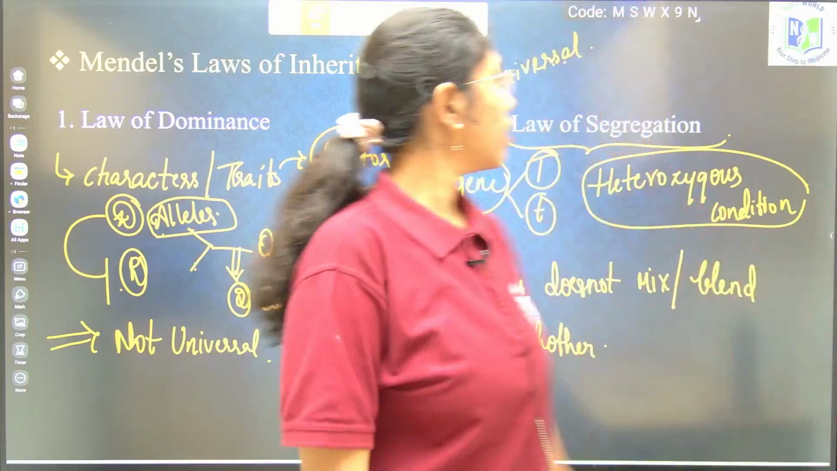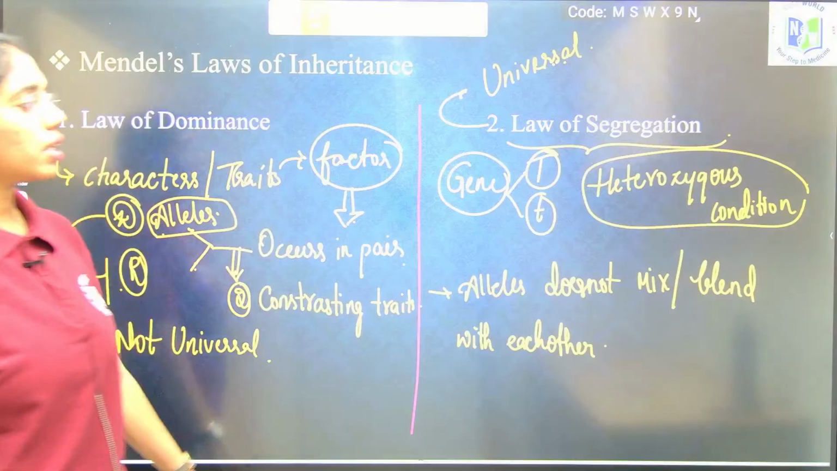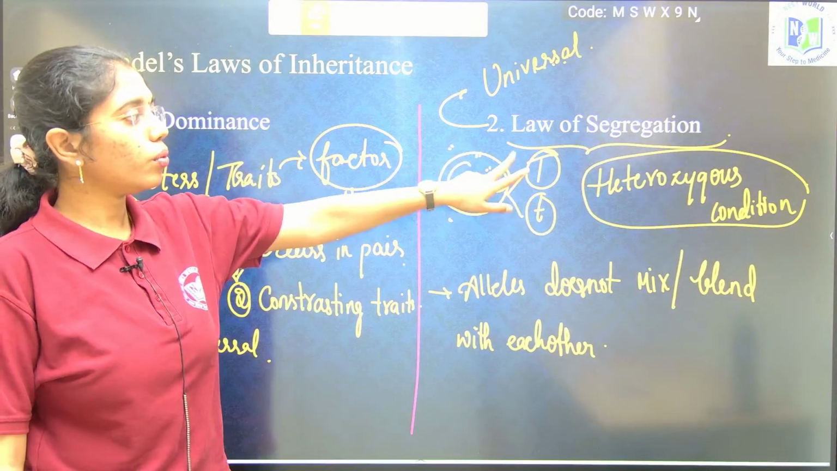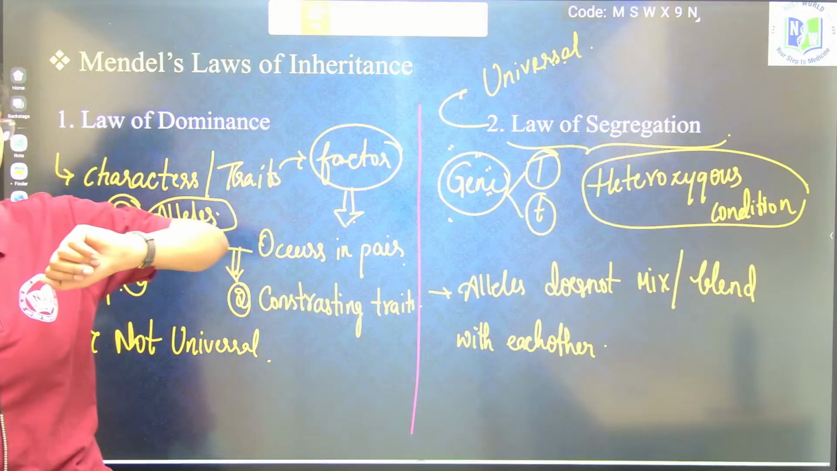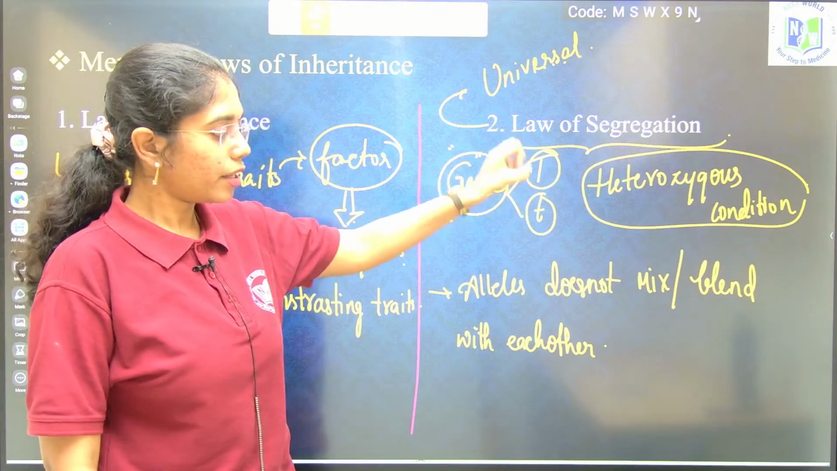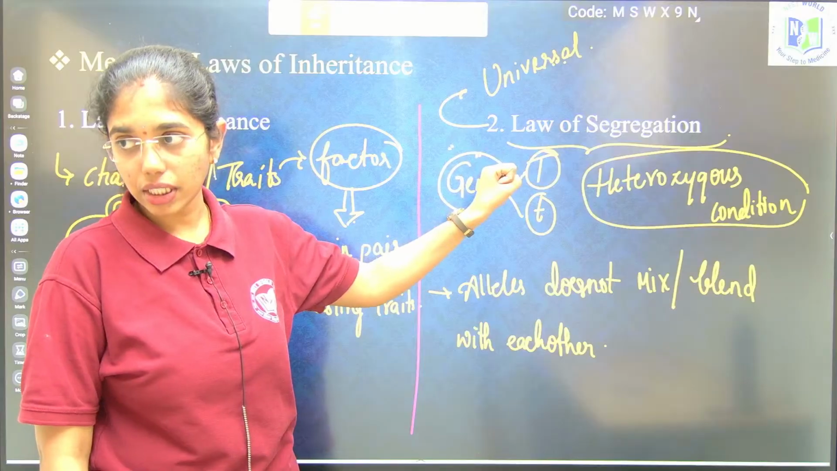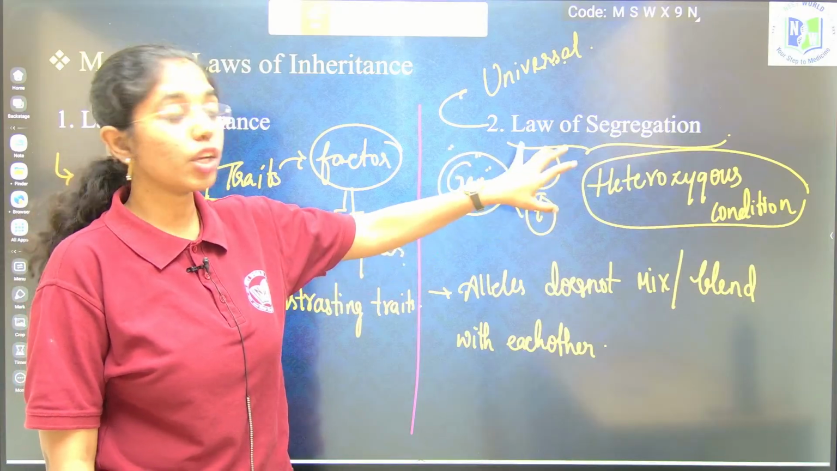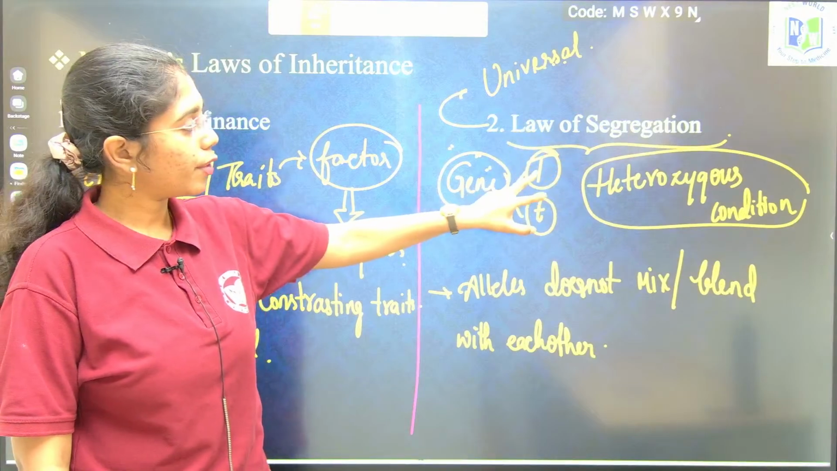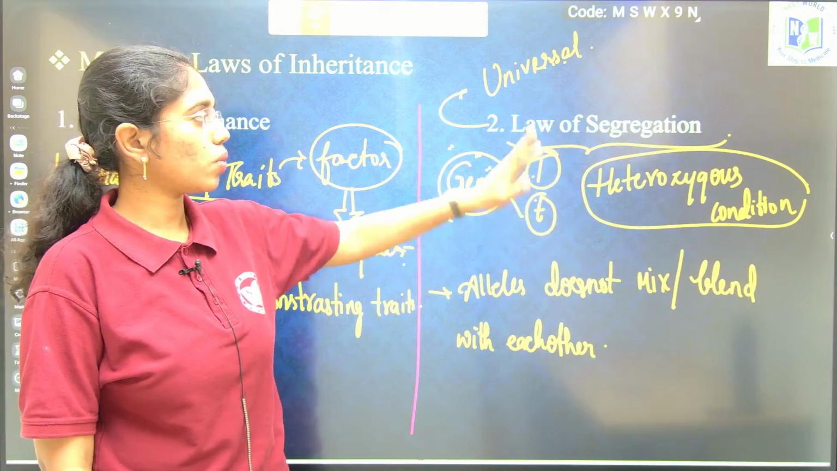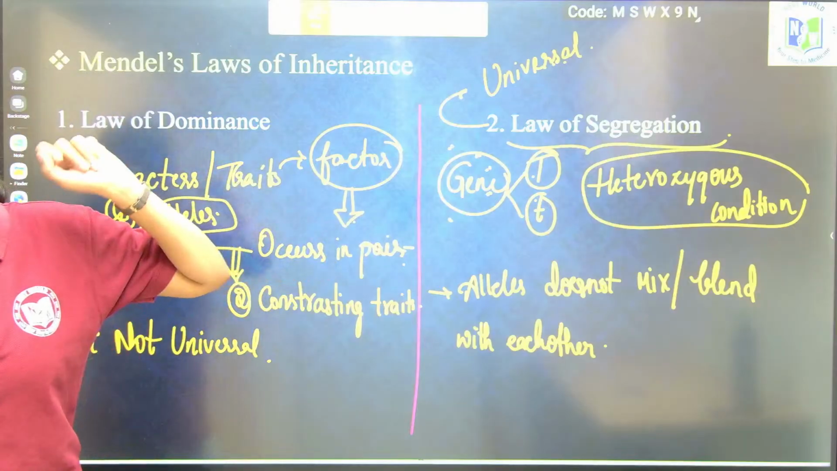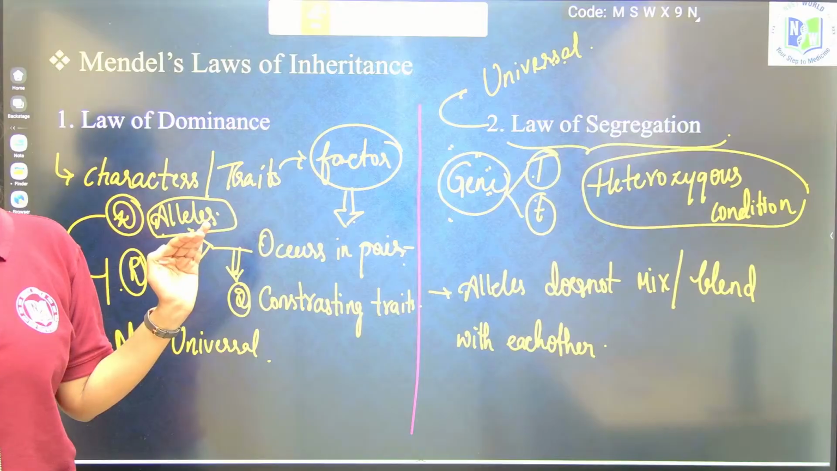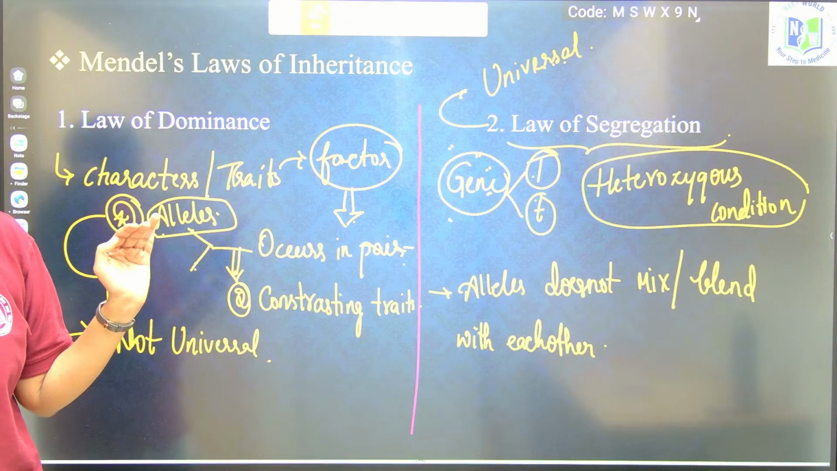In law of segregation, it is clearly said that in a single factor or gene, when two heterozygous alleles are present, they will not blend or mix with each other. They stand with their unity, with their individual identity. They don't mix or blend with each other. This is what is said in law of segregation. And law of segregation is universal. Law of dominance is not universal. Clear till here? Any doubts anywhere, ma?